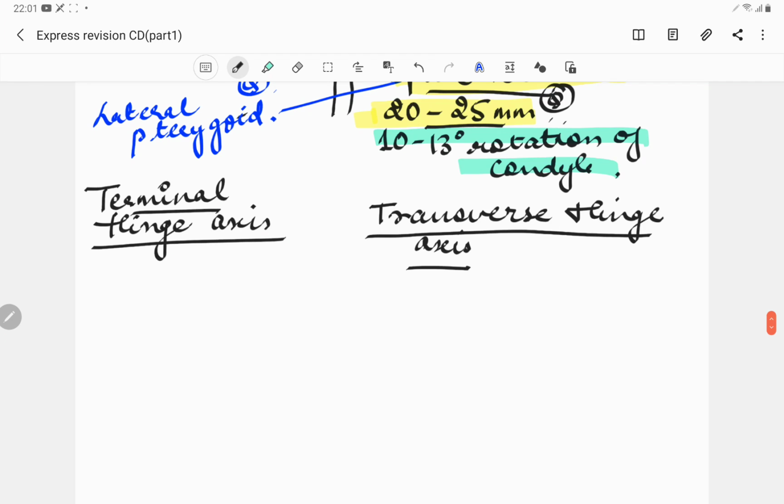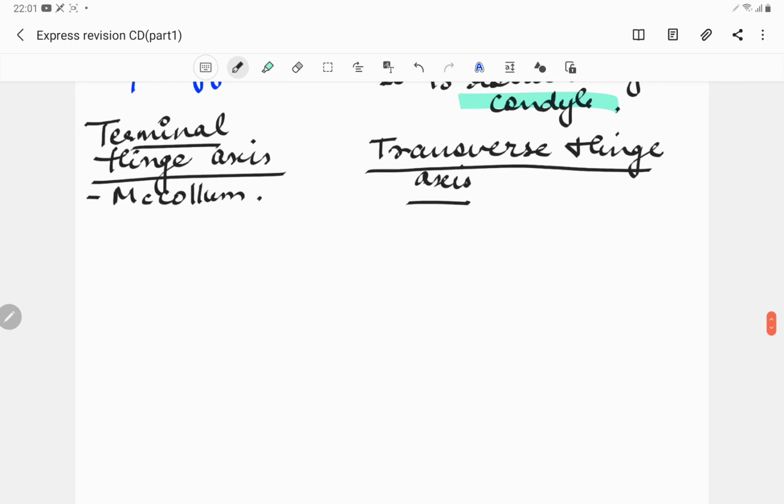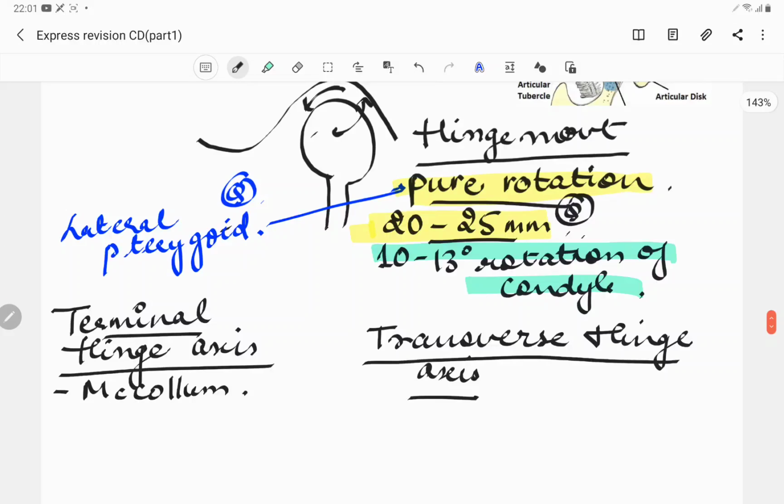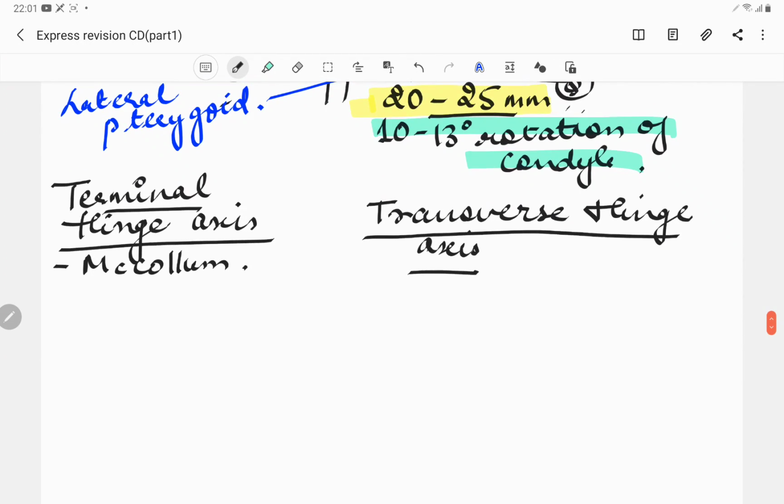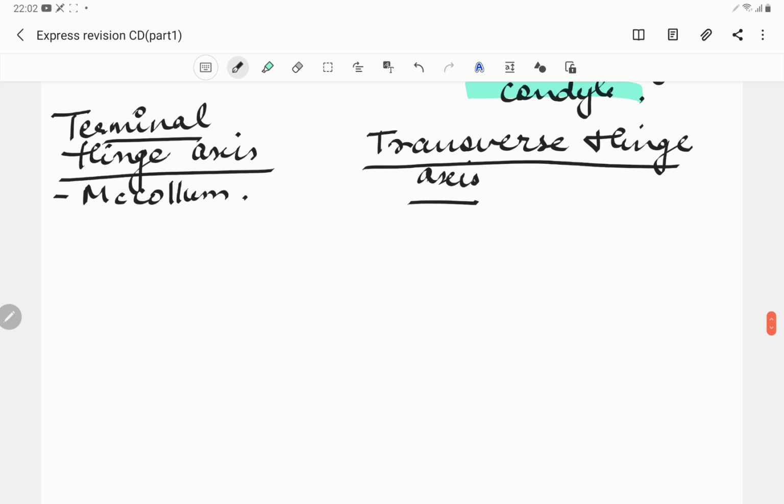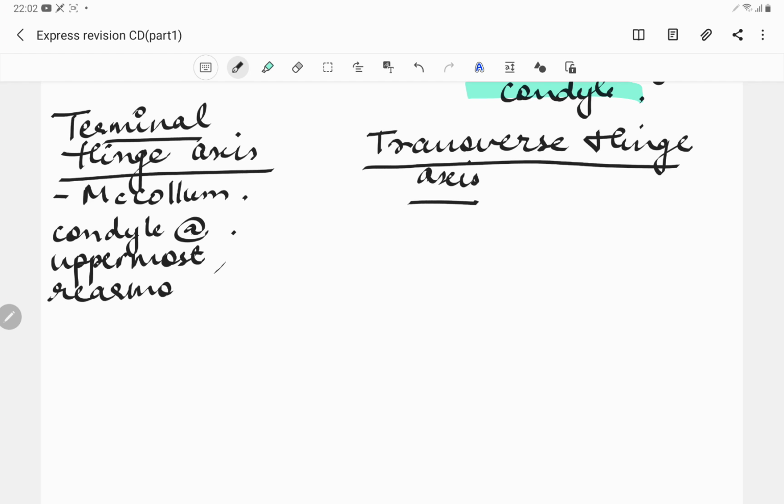Now we'll be talking about two terms. One is the terminal hinge axis. The term terminal hinge axis was given by McCollum and it was verified by Kohno. What is there in the terminal hinge axis? As the name suggests, it is the hinge axis present at the terminal part. This is the rotation axis of the mandible when the condyle is at the uppermost, rearmost and medial position in the glenoid fossa.